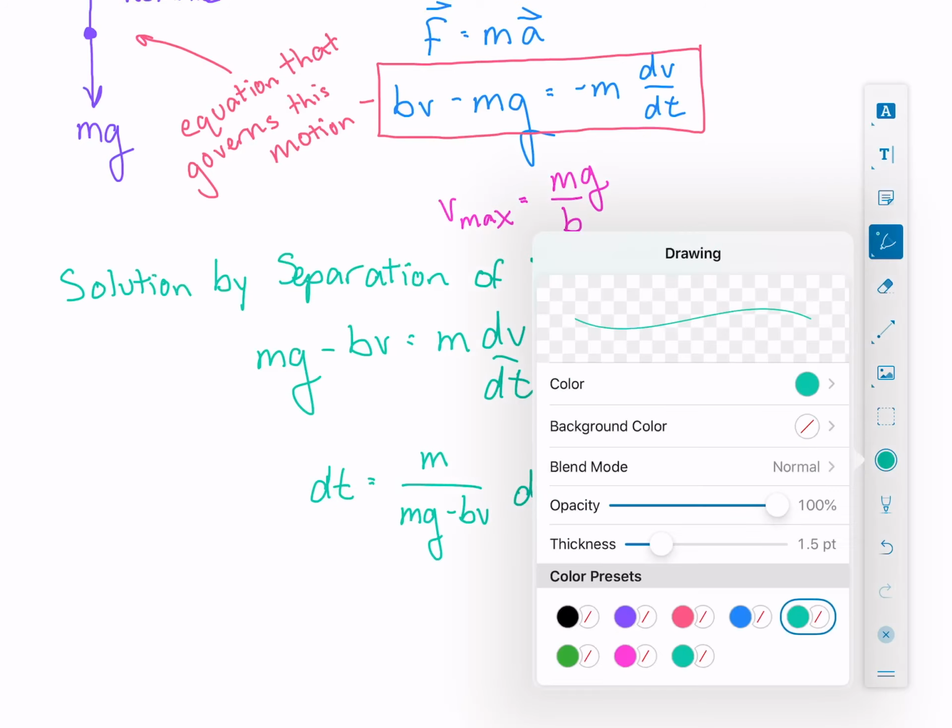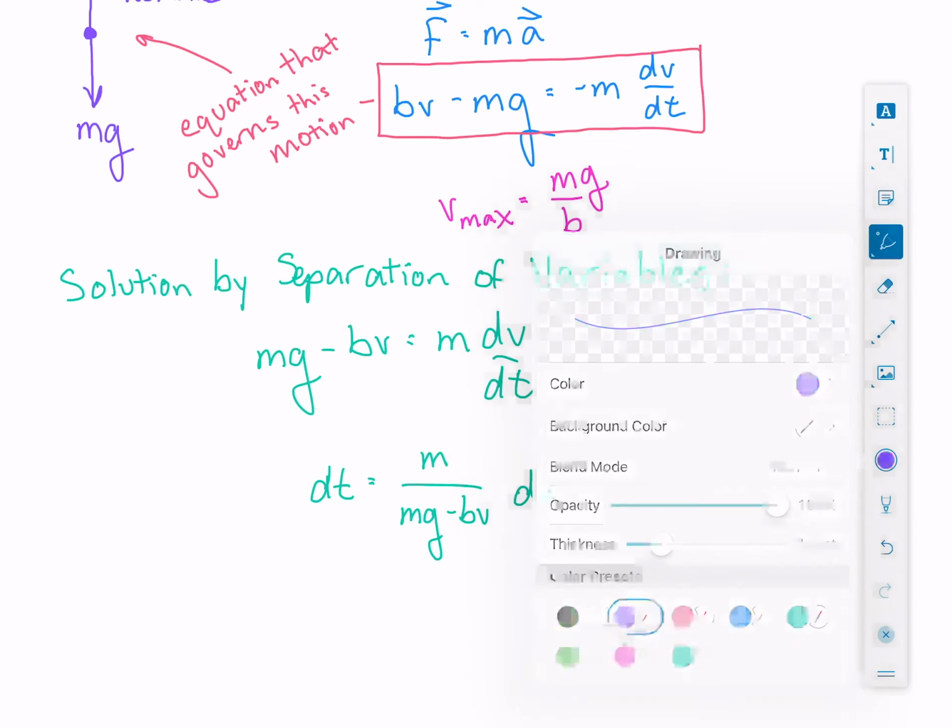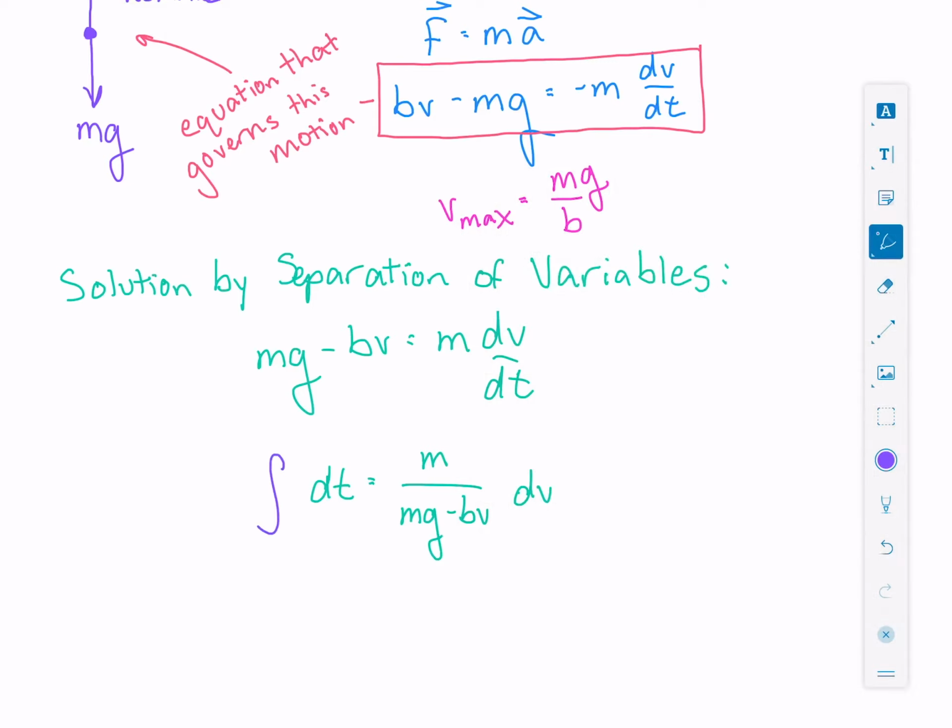So we can actually take the integral of both sides to solve this. On the left side, I'm going to take the integral from 0 to t, and on the right side, I'm going to take the integral from 0 to v. On the right side, I'm going to have to do a u substitution. So we can let u equals mg minus bv. So du dv is therefore equal to negative b, which means du equals negative b dv.